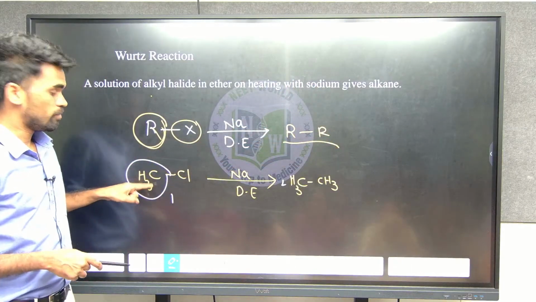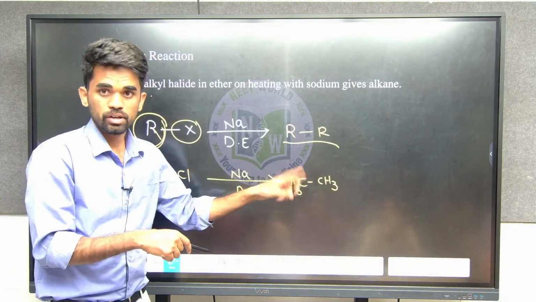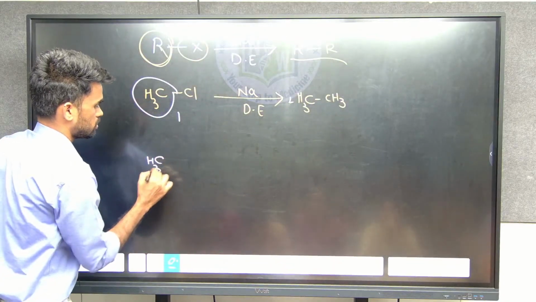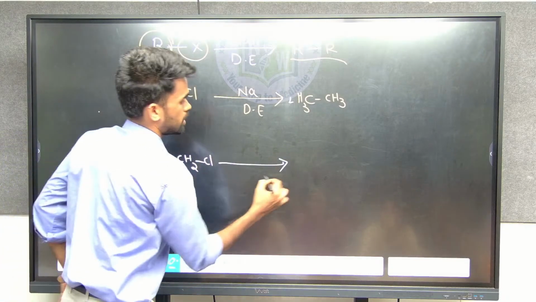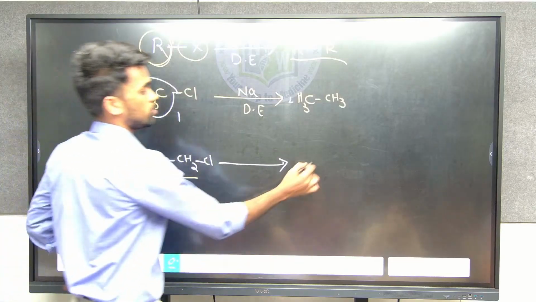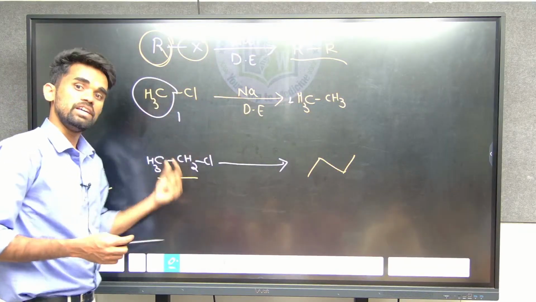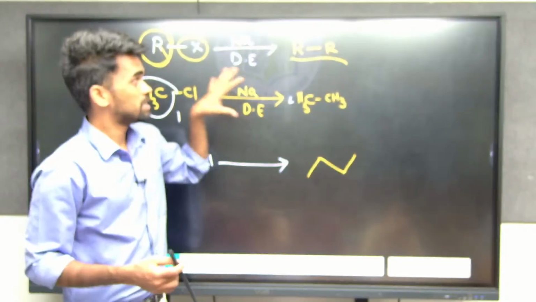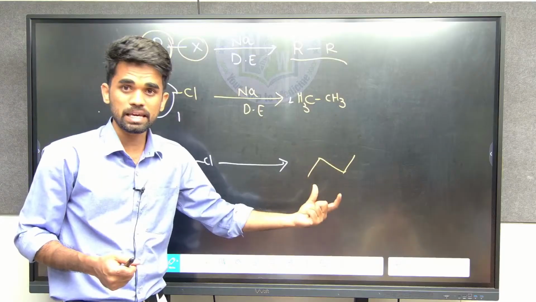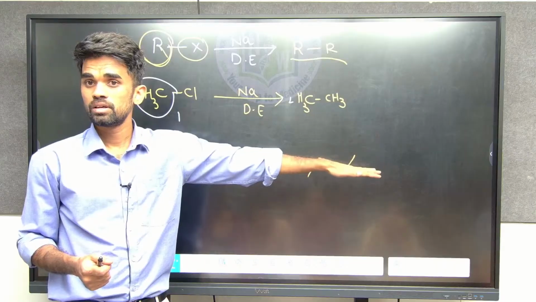Like, see, how many carbons are there after adding? 2. If I am giving you ethyl, how many carbons are there? 2. So you will get 4. Butane. So if it is odd, even. So this Wurtz reaction is very suitable for the preparation of alkanes having an even number of carbons in the final product. Which one? Even number of carbons.